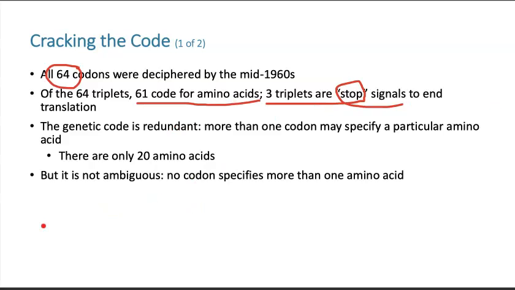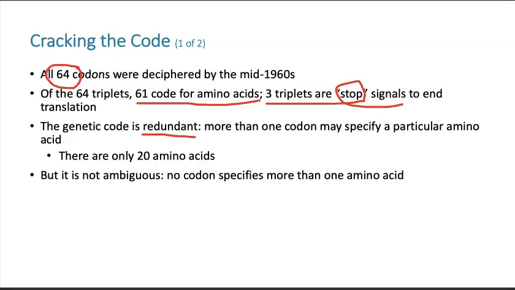But what about those 20? We already know that there's only 20 amino acids. So it turns out that the genetic code is redundant. What that means is that more than one codon can code for the exact same amino acid. We'll take a look at that in a second, but just remember that there should be at least 61 amino acids. There's only 20, so some of them must be coding for the same thing.